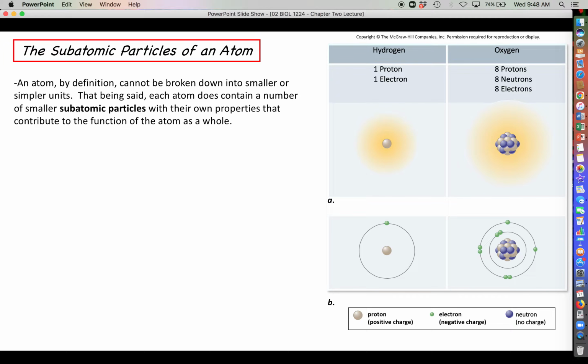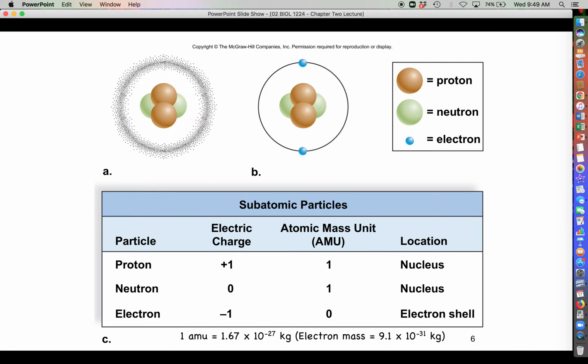So for most electrically neutral atoms, you will usually expect them to have an equal number of protons and electrons. In this case, oxygen here has 8 protons, 8 neutrons, and 8 electrons. The 8 positive protons and the 8 negative electrons cancel each other out, so the whole atom is totally electrically neutral at that point. So here is a figure that will summarize all the important information about these 3 types of subatomic particles.